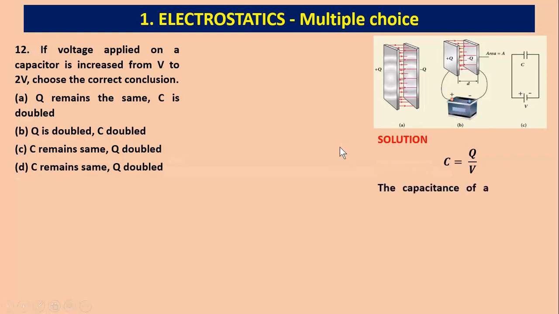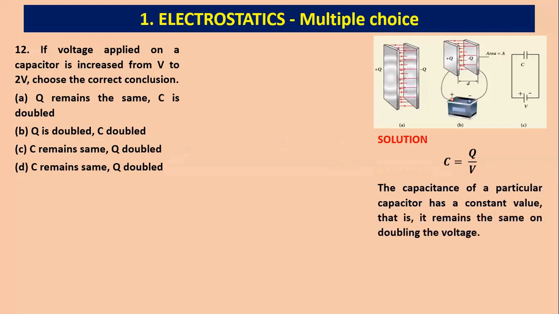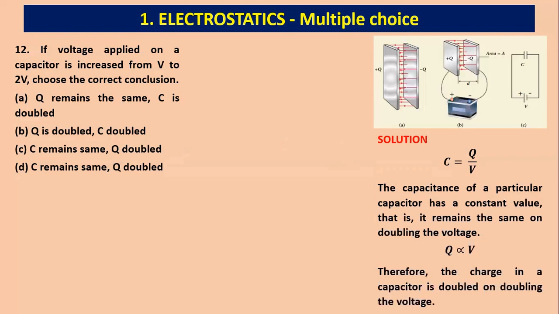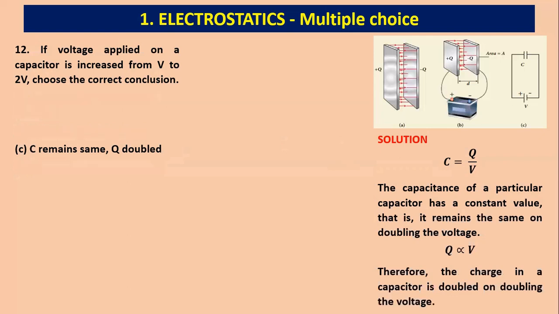Right. So let us go. The capacitance of a particular capacitor has a constant value. That is, it remains the same on doubling the voltage. Right. So Q is proportional to V. So the charge in the capacitor is doubled on doubling the voltage. We have got the conclusion. Anyhow, we will go with the subject. The part is very simple.